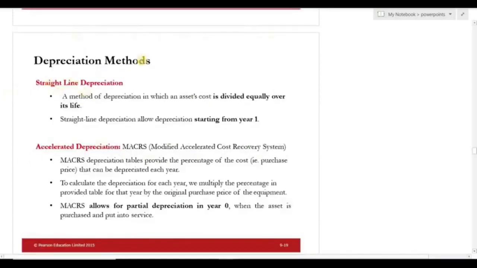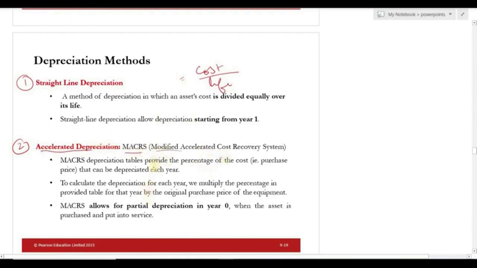Okay, now let's discuss some depreciation methods. I am sure that you have studied these methods in your accounting courses. Depreciation means that we divide the cost of the asset by its life, then we get the straight line depreciation method. And then we have accelerated depreciation. We call it MACRS, or modified accelerated cost recovery system.